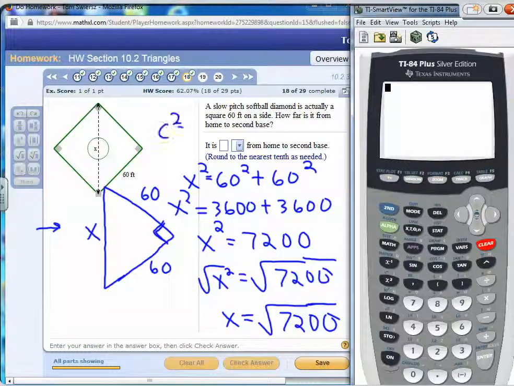C squared equals A squared plus B squared, because we have a right triangle, a right angle at first base with the two sides from home to first and first to second. So we're finding the hypotenuse x of the right triangle. So we set it up, x squared equals leg a squared plus b squared, both 60. Did the algebra, and we got to take the square root of 7,200 and round to the nearest tenth. So we'll go ahead and do that.